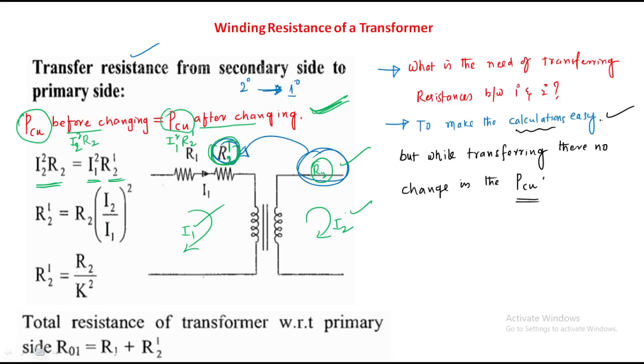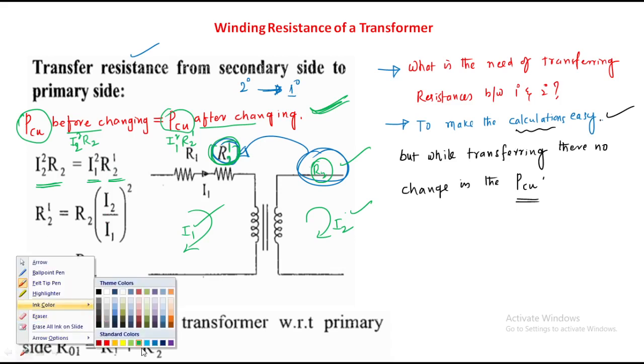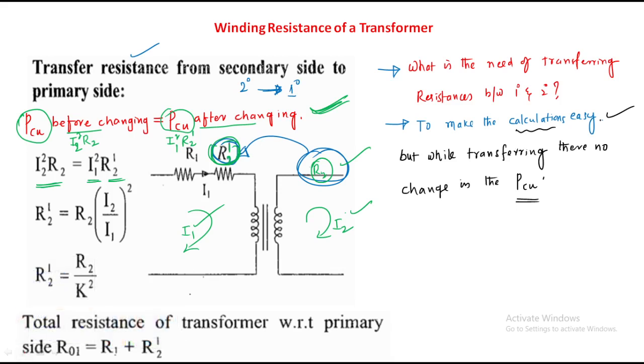So we all know that what is the transformation ratio? K should be equals to I1 by I2, right? Or E2 by E1 or V2 by V1. Then substitute in place of I2 by I1, which is nothing but what? Since I2 by I1 is nothing but 1 by K. Then substitute in place of I2 by I1 with K. That's why R2 dash should be equals to R2 into 1 by K whole square.